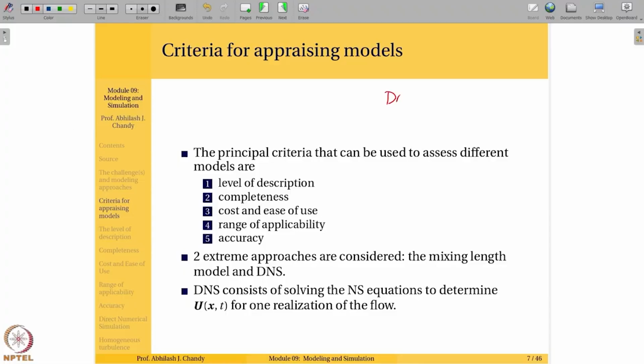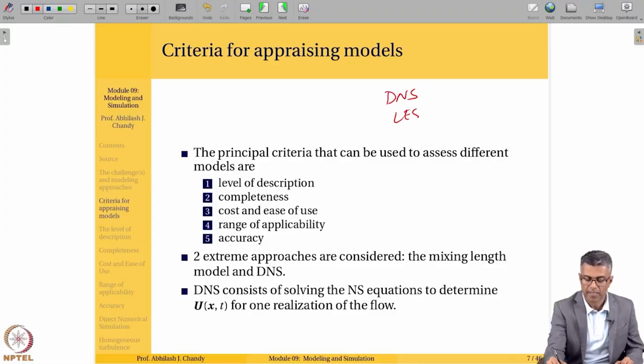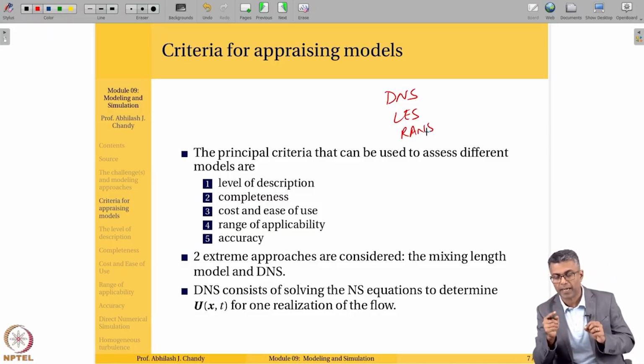Hello everyone. In the last class we were talking about the different approaches: DNS, LES and RANS, isn't it? Let me just write that down again: DNS, LES and RANS. And we realized that the cost and accuracy are different for these three approaches. Just briefly, let me go over what each approach does.